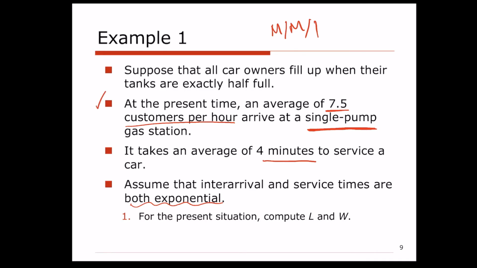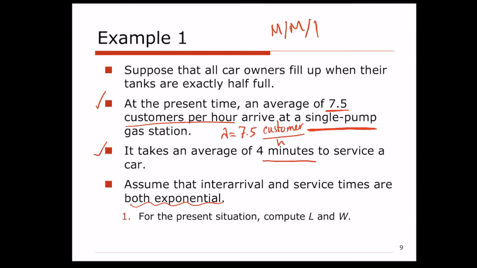The first piece of information tells you that on average 7.5 cars or customers per hour come to the system to get their gas. So this is definitely lambda, the rate of arrival of customers to the system. That's 7.5 customers per hour.